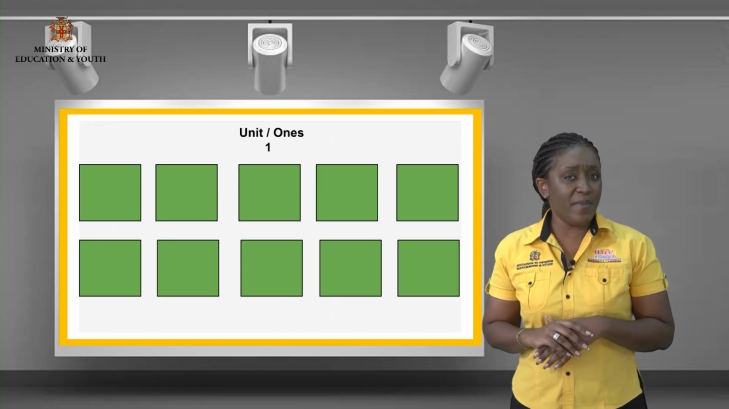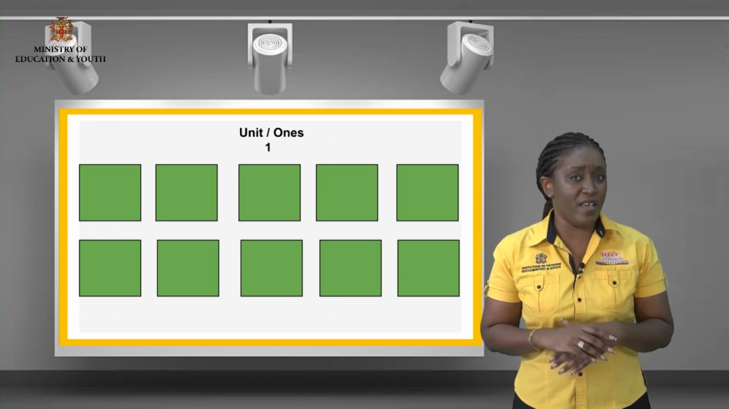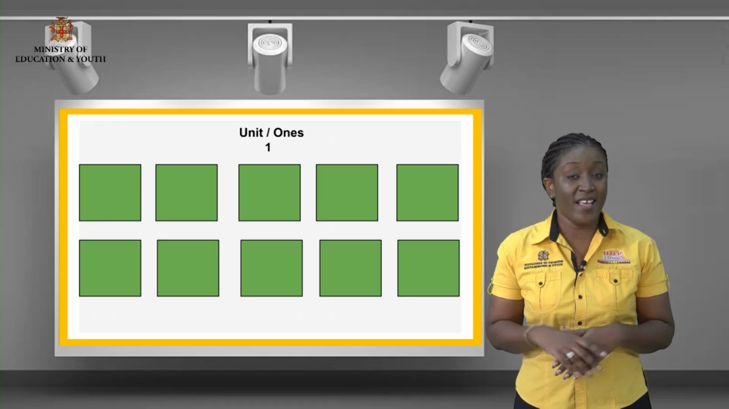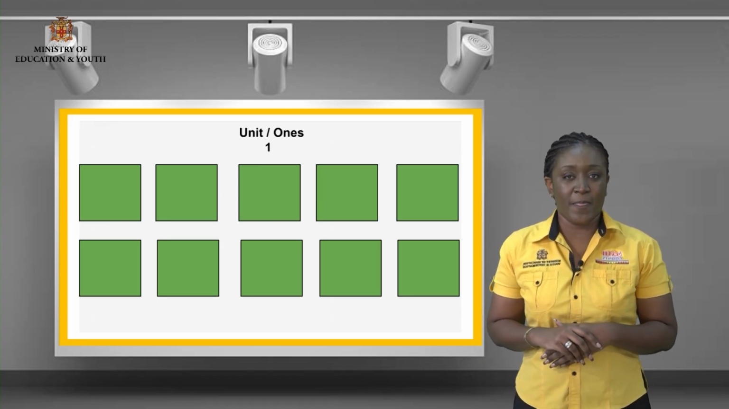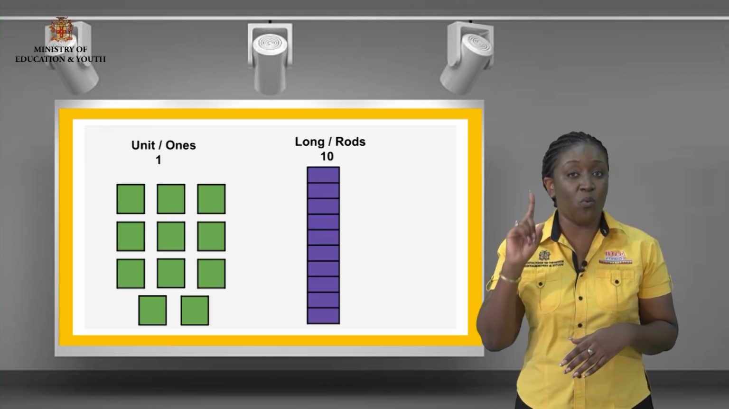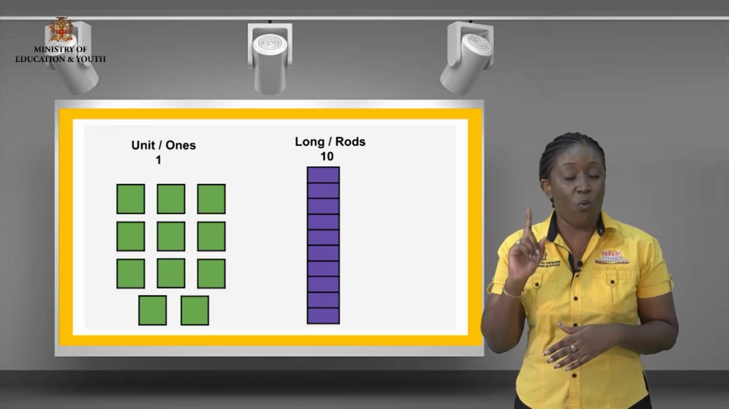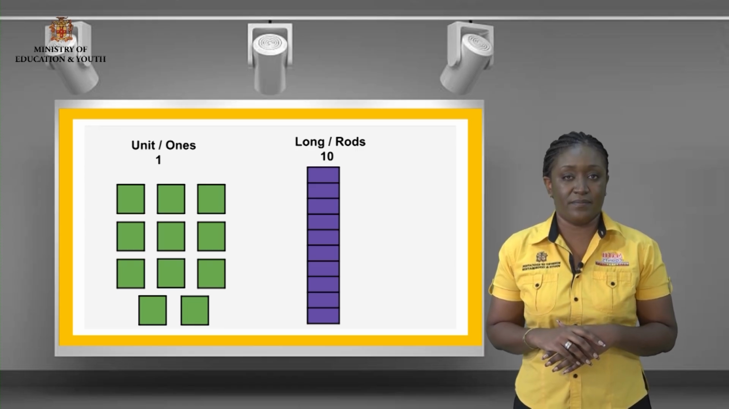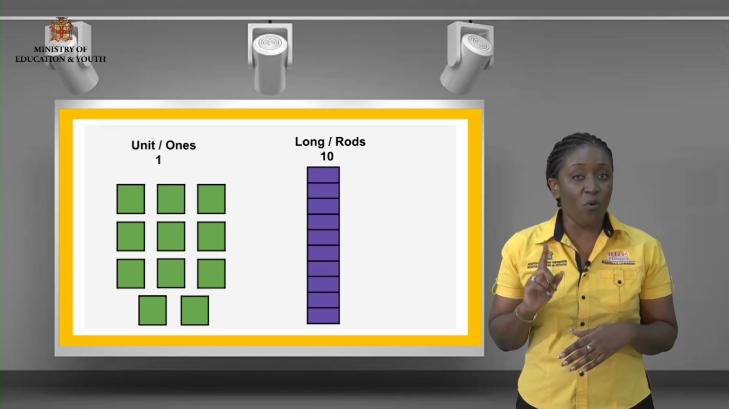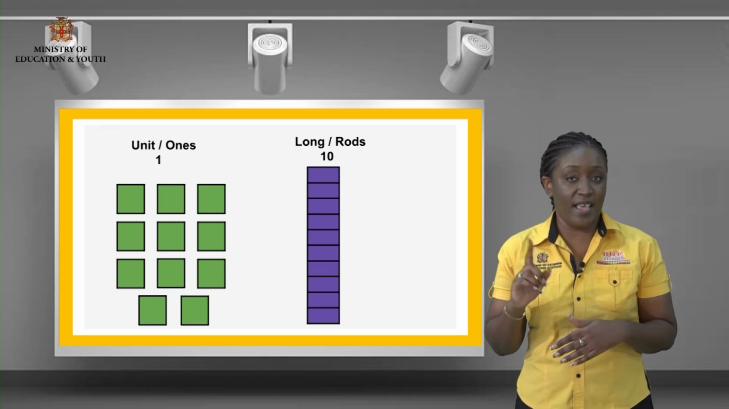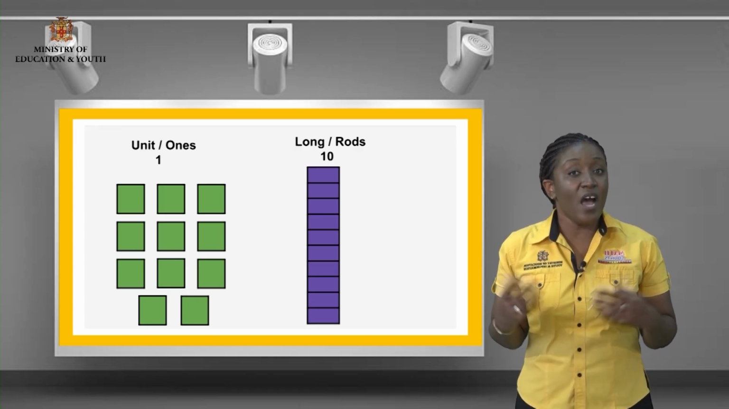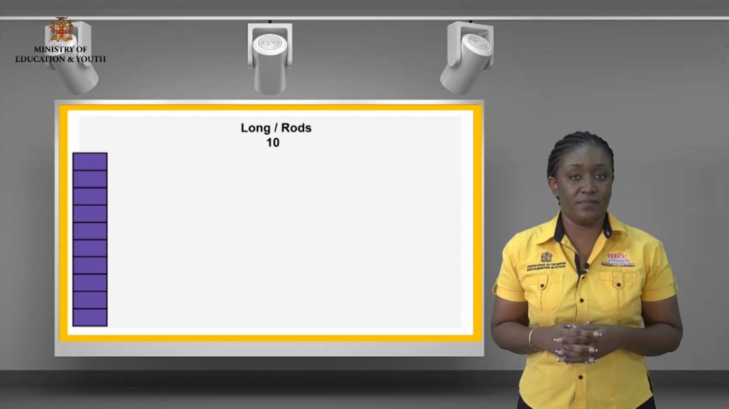Can I represent my 10 ones using a different base 10 block? Yes. My 10 units are also equal to 1 long or 1 ten. So 10 ones make 1 ten. Now let us count by tens.